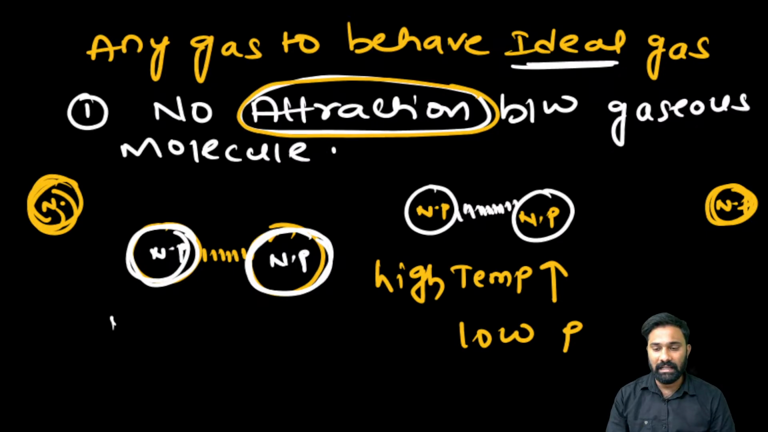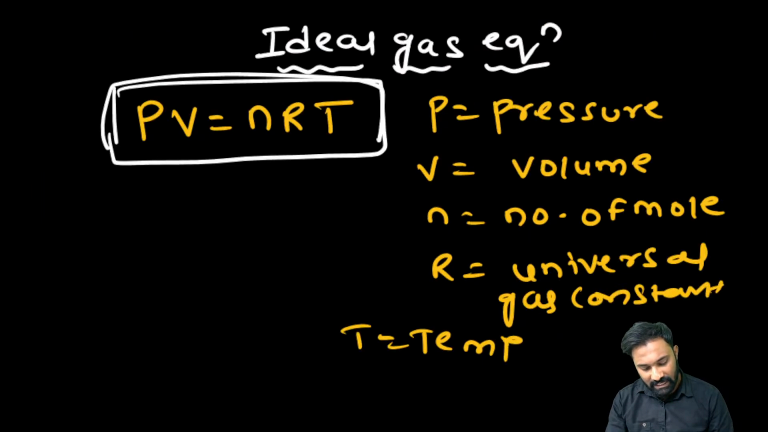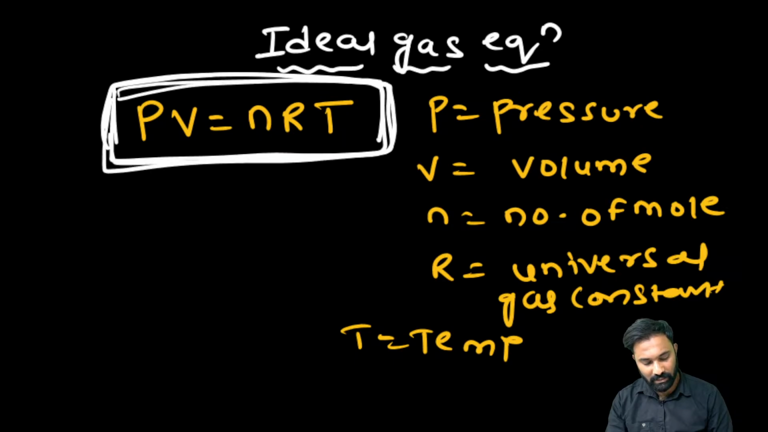This is about the ideal gas. Any gas that behaves as an ideal gas should satisfy this formula. If any gas is behaving as an ideal gas, that gas will satisfy this formula. I hope it is clear how the ideal gas equation came: PV equals nRT. PV equals nRT. Right, done.